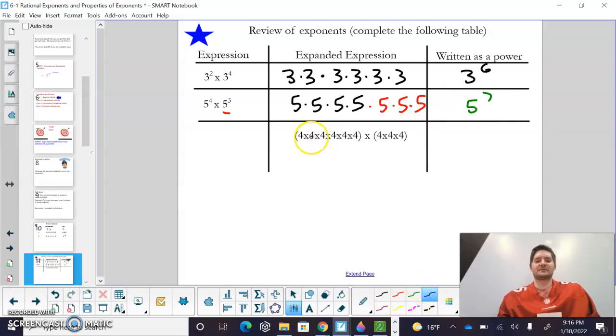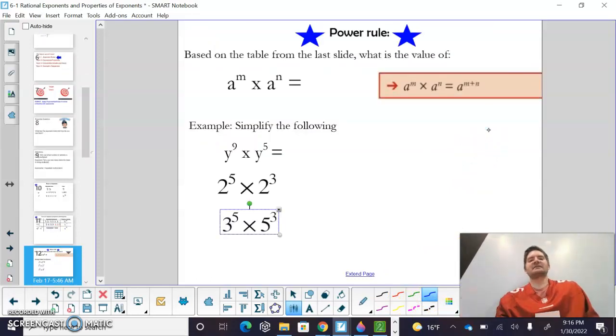This one tells us we have 1, 2, 3, 4, 5, 6. We are at 4 to the 6th power over here. And then 4, 4, 4 means we're at 4 to the 3rd power over here. We add them all up, and we have 4 to the 9th power. So the idea here is, based on the information from the table on the last slide, if we do a to the m times a to the n, this means that we are adding these two exponents together.